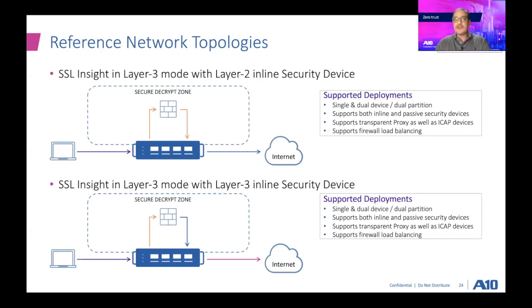This gives your security decrypt zone full freedom to do whatever it wants with the packet. You can do source NAT, you can change the source MAC address, you can add anything in the header, and we can still process it in the best way.